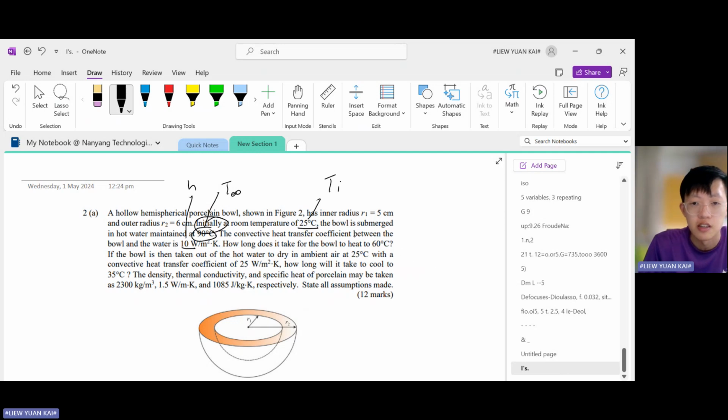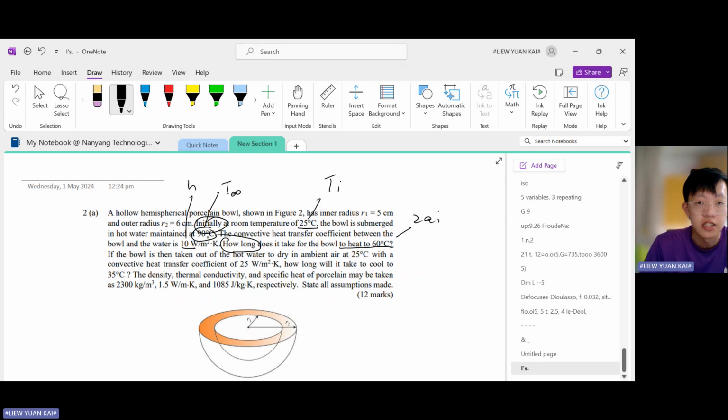And then we have a second part question here. So let's take this to be question 2a part 1, and the other question will be 2a part 2. So how long? They ask for how long, so they're asking for the time. When you know time is involved, you know that this should be a transient problem. Transient problem means the temperature profile changes with time.